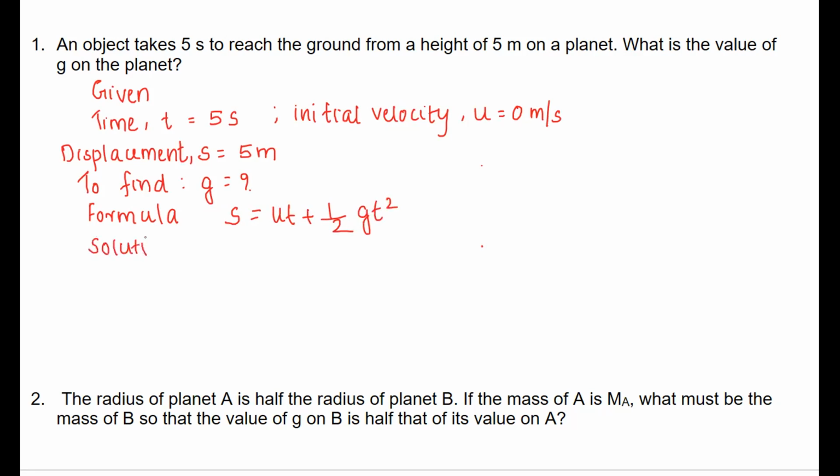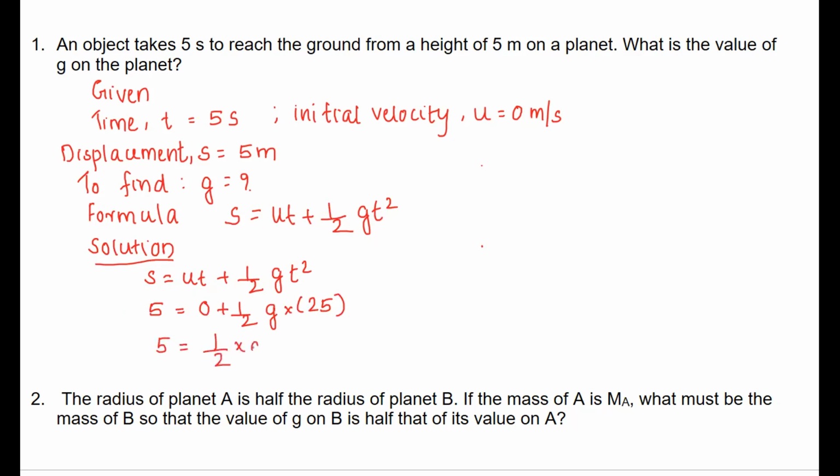Solution. On substituting these values in the formula S is equal to ut plus half gt square, S is 5 is equal to u is 0, so first term will become 0, plus half gt square. t is 5. 5 square is 25. So we got 5 is equal to half into g into 25.